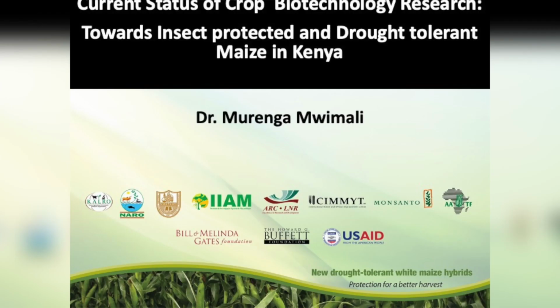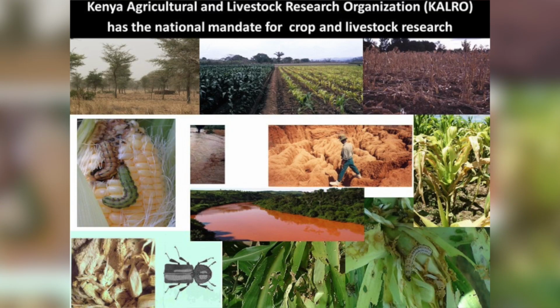My name is Mrenga Wimali, and I'll be talking to you about the current status of biotech, crop biotech. I work as a research scientist in Kalro, based in Katumani, a station southeast of Kenya. That photo there is meant to communicate the mandate Kalro is about, including crops and livestock, and the kind of constraints we are addressing. But for the purpose of this meeting, I will generally concentrate on the crop maize, BT maize.